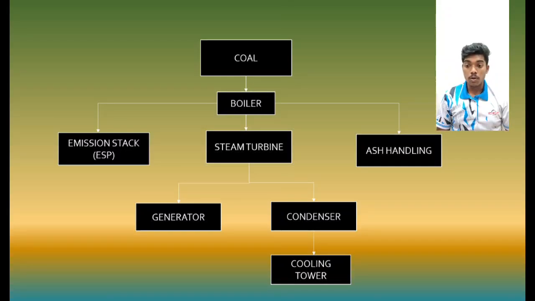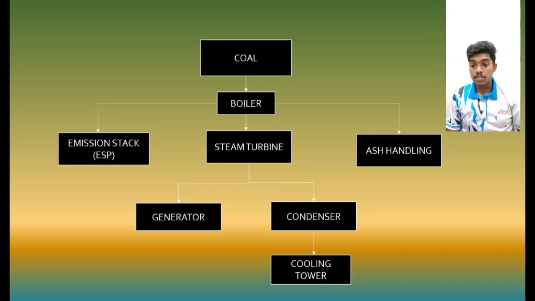Okay, this is the block diagram of a coal-fired steam power plant. The process starts with coal, which is crushed into powder and burned in the boiler to produce heat. This heat converts water into high-pressure steam, which then drives the steam turbine. As the turbine blades rotate, mechanical energy is produced and transferred to the generator, where it's converted into electrical energy through electromagnetic induction. The exhaust steam from the turbine moves into the condenser, where it's cooled back into water and reused in the boiler to maintain a continuous cycle.